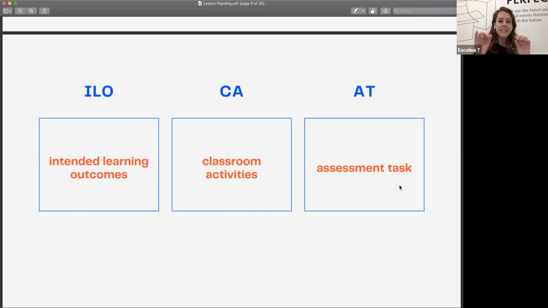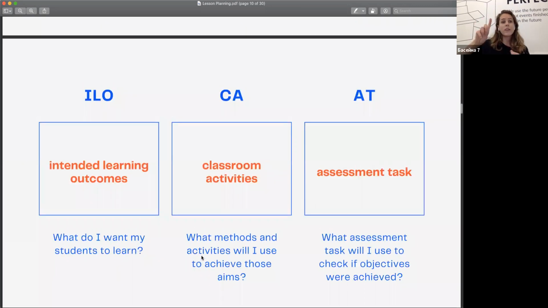And in order to align these 3 stages, there are 3 simple questions that you need to ask yourselves. Okay, so 3 stages, 3 questions that we ask. And the questions are the following. For intended learning outcomes, what do I want my students to learn at the end of the class? Classroom activities. What method and activities will I use to achieve those aims? So here we're planning not only the activities itself, but maybe approaches and methods that we can use. And when we're talking about assessment task, that is, what assessment task will I use to check if those objectives were achieved or not?